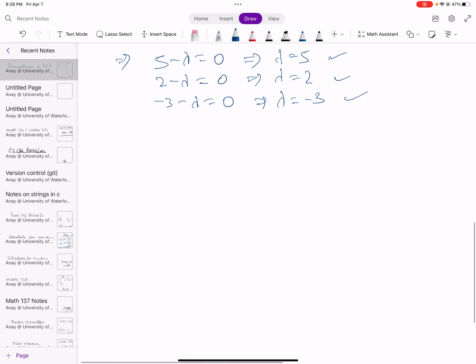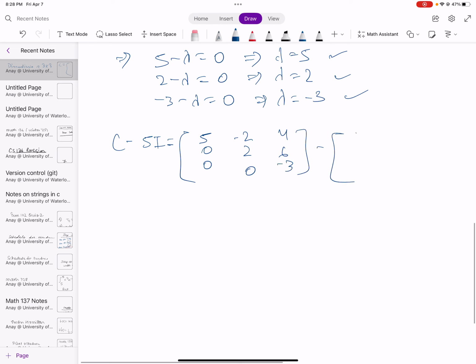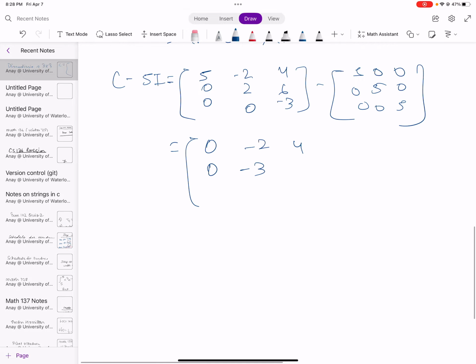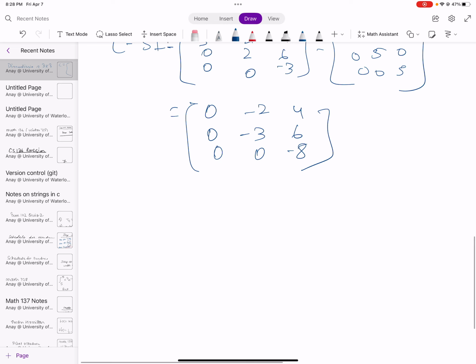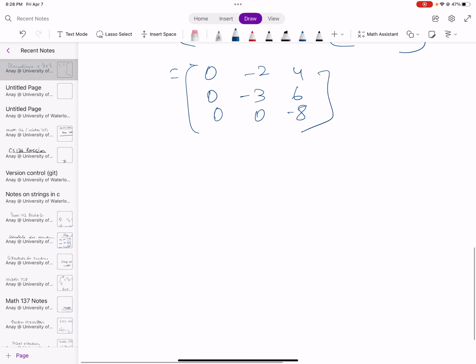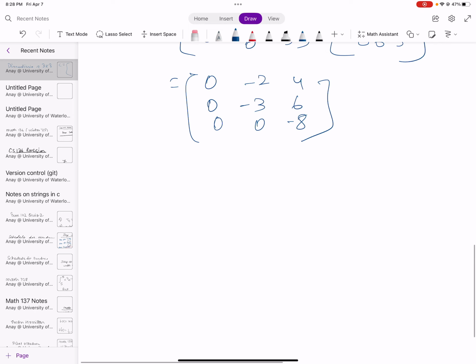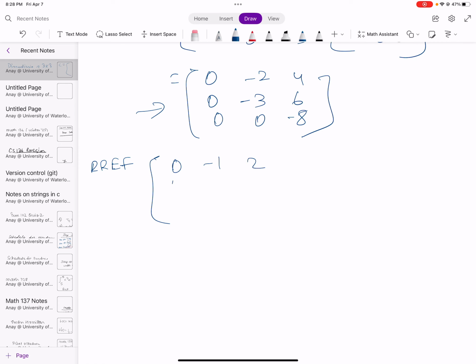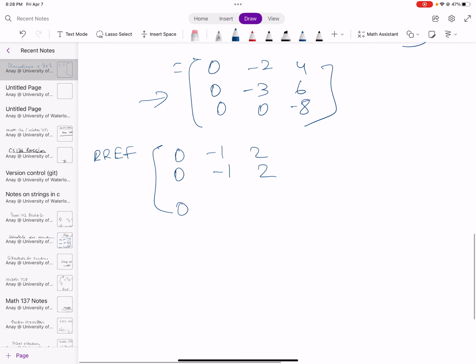So we have C minus 5I now, where we had C earlier as 5 0 0, minus 2 2 0, 4 6 negative 3, minus 5 0 0, 0 5 0, 0 0 5. This would be subtracting everything from the diagonal. So we have 0 negative 2 4, 0 negative 3 6, and 0 0 and negative 8 now. Now we have to find the rref of this matrix. If I divide the first row by 2, I would get 0 negative 1 2. Second row by 2 is 0 negative 1 2. Third row by negative 8 would be 0 0 1.